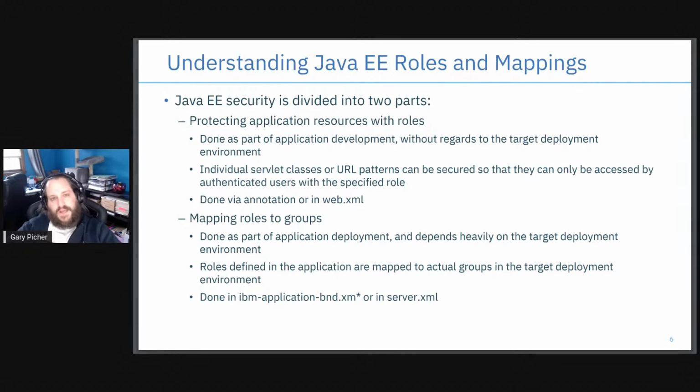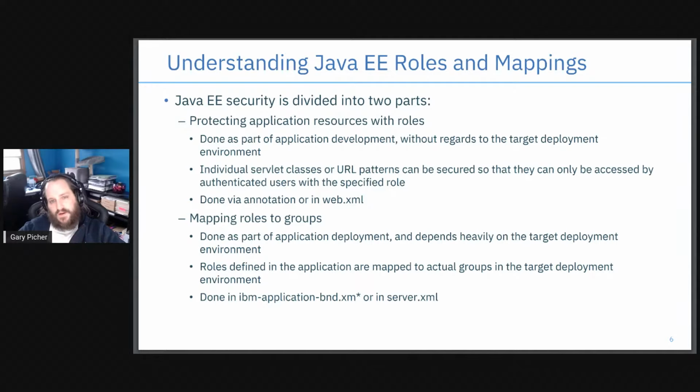And so as an application developer, you're kind of implying that, hey, these resources are meant to be accessed by regular users, and these resources are meant to be accessed by administrators. But again, as an application developer, you don't know who those people are in the target deployment environment. So there needs to be a second step done by whoever's deploying the application, some sort of system administrator, where they have to say, hey, I need to map all of the roles that the application developer assigned to actual users or groups or special constants in the target deployment environment.